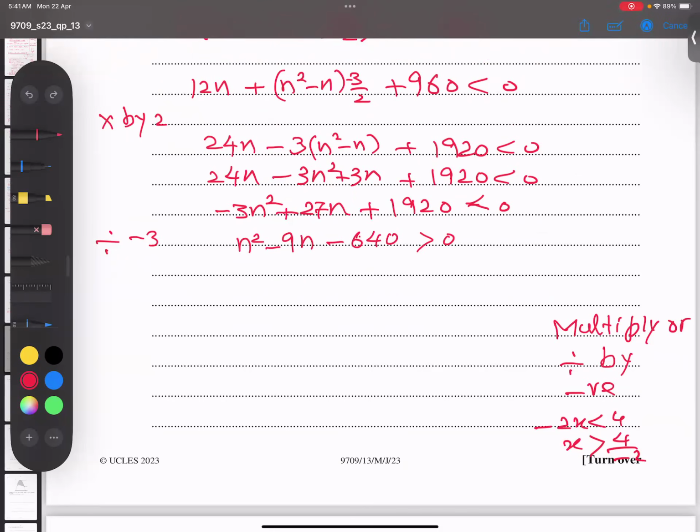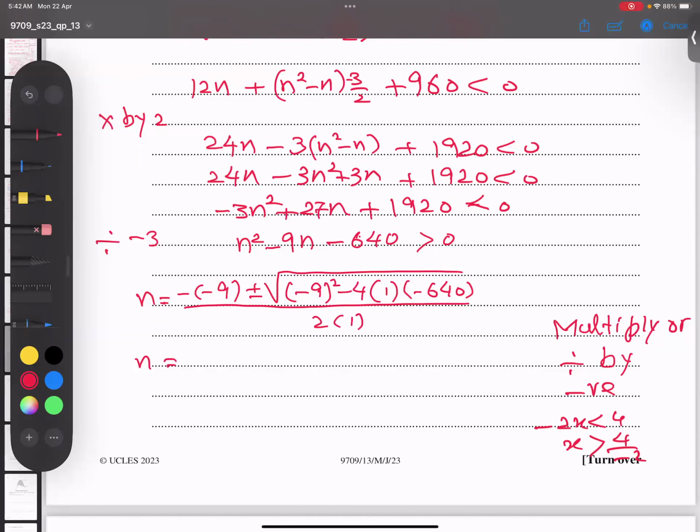So student, now I will apply the quadratic formula. A is 1, B is -9, C is minus 640. Don't forget, take negative signs. Okay, negative B, square, A is 1, C is negative 640, by 2A. And if I type in calculators, I get 2 answers. And what answers are coming?